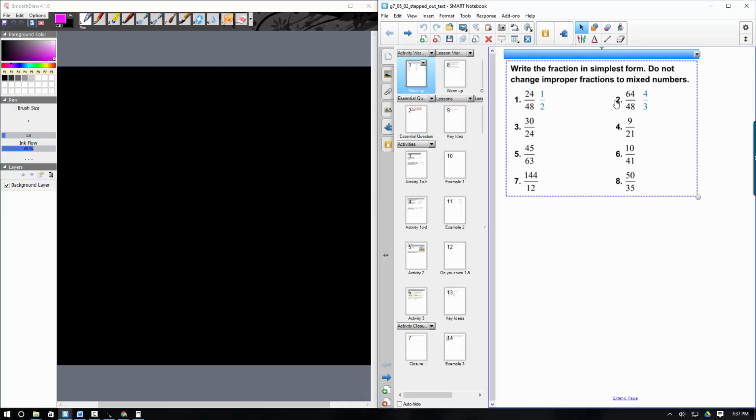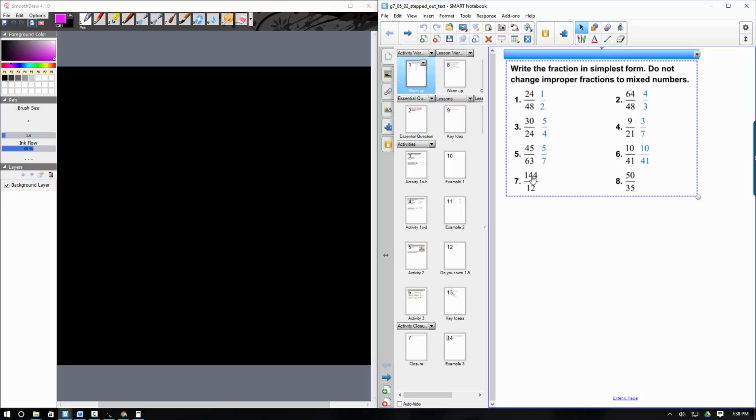All right, so this one here, I have 4/3. With this one here, I have 30/24, so I can divide both by, let's see here, 6, right? So I have 5/4. This one I'm going to divide both by 3, so I'm going to have 3/7. This one I'm going to divide both by 9, and I'll have, oops, I'm sorry, 5/7. This one here is 10/41. I can't do anything else. I just leave it as 10/41.